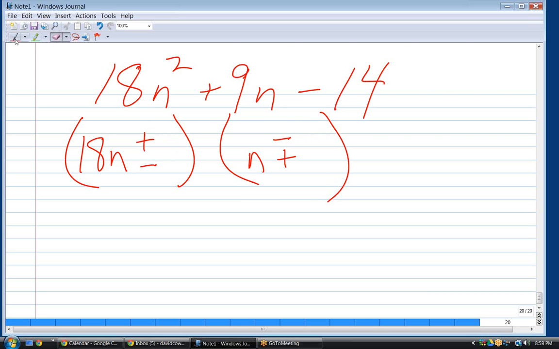Can you do 1 and 14? That's the only other thing I can do. And I'm going to try the 14 there and the 1 there. And that does not give me the correct number. Therefore, I've exhausted all 4 possibilities. In other words, I've tried 9 and 2 and 18 and 1. And I've tried 14 and 1 and 7 and 2. None of those combinations produce a plus 9 in the middle. What does that tell me? That tells me that it does not factor, and I got to use the quadratic formula.